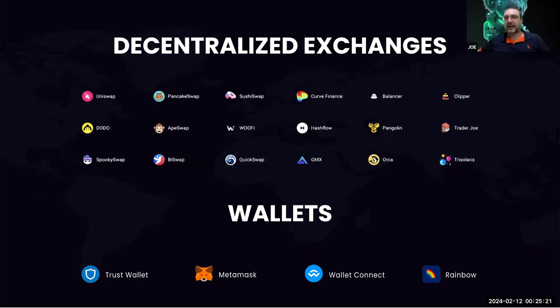These are the wallets that we'll have, that we are currently operating with: Trust Wallet, MetaMask, Wallet Connect, and Rainbow. But actually, you can use any Web3 wallet.